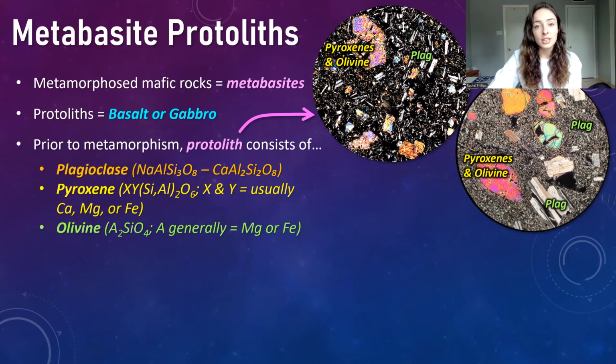And these basalt or gabbro protoliths contain plagioclase feldspar, which is a series of compositions from sodium-rich plagioclase to calcium-rich plagioclase, and we'll talk about how that composition changes throughout different metamorphic facies as these rocks are metamorphosed. And then pyroxene, which is also a range of different compositions that typically contain some amounts of calcium, magnesium, and iron in different relative ratios. And then also olivine, which is a ferromagnesian silicate.